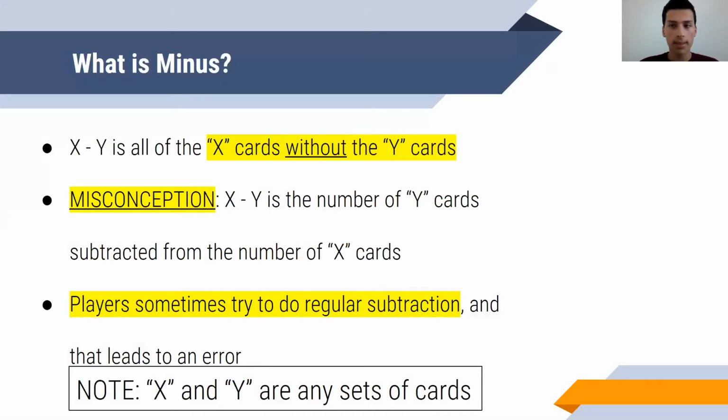The common misconception is that x minus y is the number of y cards subtracted from the number of x cards, just like in regular subtraction. But there is an error if you just try to take regular subtraction and use it in onsets. So we'll go over that misconception in this video.